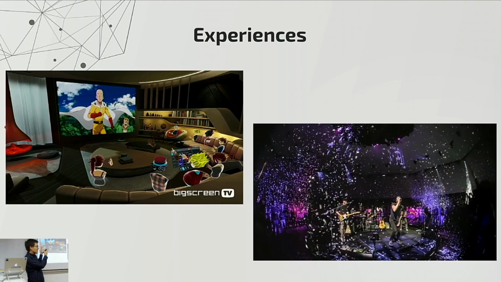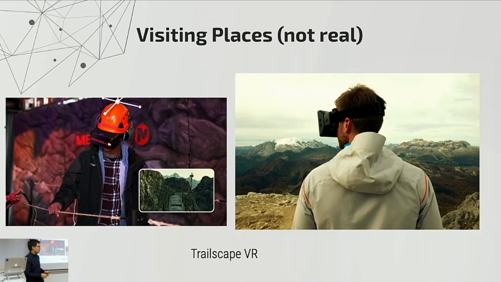There's also experiences that can be had while not having to physically go places. For example, you can have theaters where you watch One Punch Man with friends. You can watch concerts, and you can even visit places, like in this case, Trailscape VR. What you're actually doing is just walking in place on a fake bridge, but it shows real mountains, and it's kind of amazing.